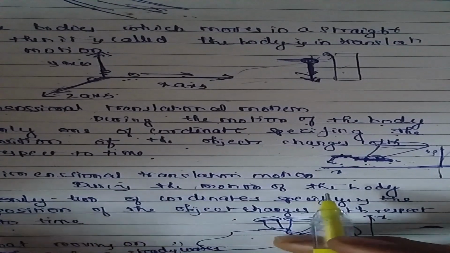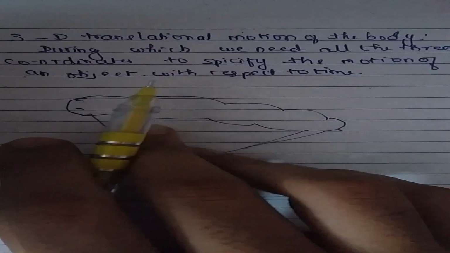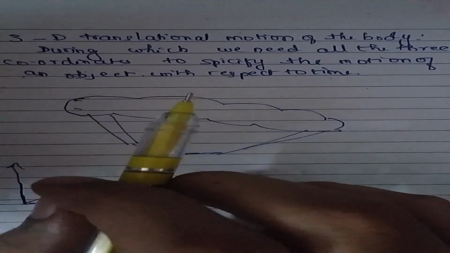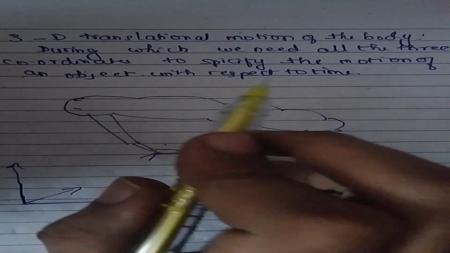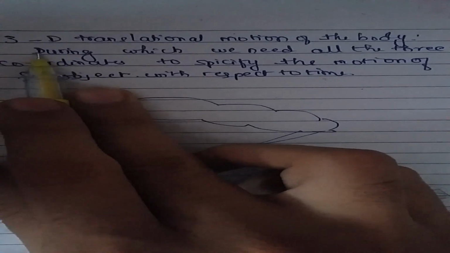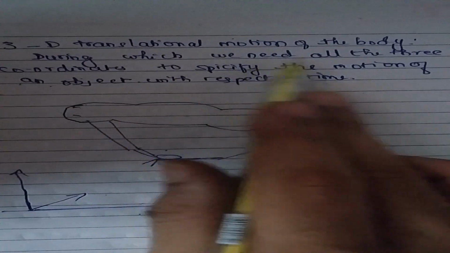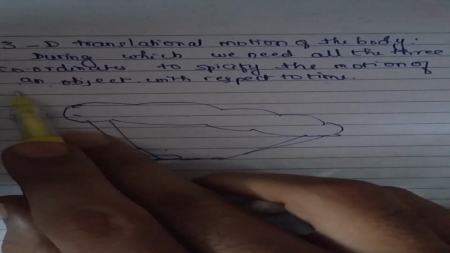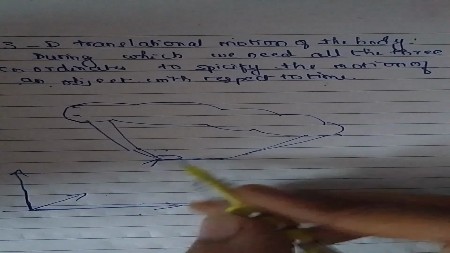Okay. Now let us go to the three-dimensional translational motion. We can easily define it. The three-dimensional translational motion is one in which the motion of the object is defined by three coordinates, that is the x-axis, y-axis and z-axis. So it is the motion of a body during which we need all three coordinate axes to specify the motion of the object with respect to time.